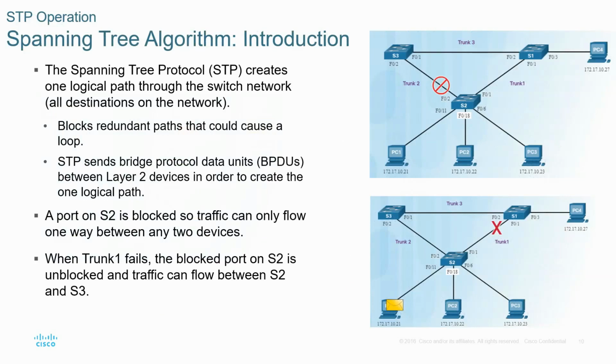And so if you see the figure on the right, the one on the top, you have the three switches S1, S2, and S3, and they are connected in this structure. Obviously, there is a loop between them. The goal of the STP protocol would be to block one of the ports. In the figure that you see here, port F02 on switch 2 becomes blocked. If this port becomes blocked, now there is only one path from any switch to any other switch.